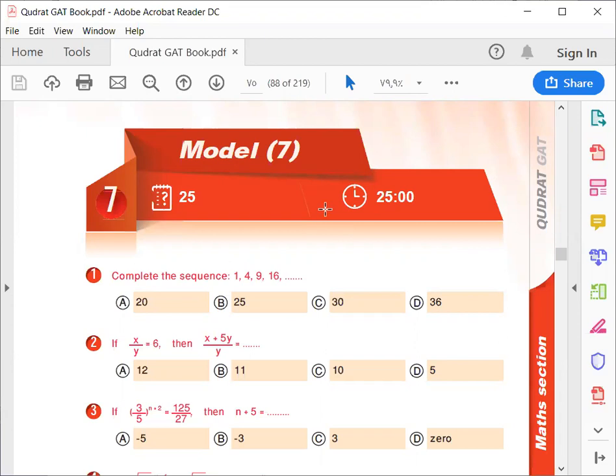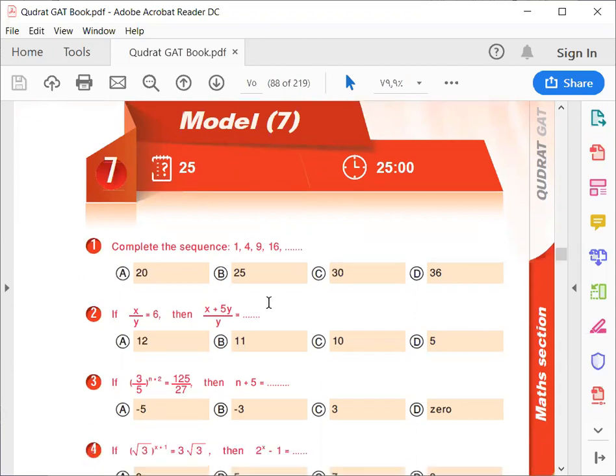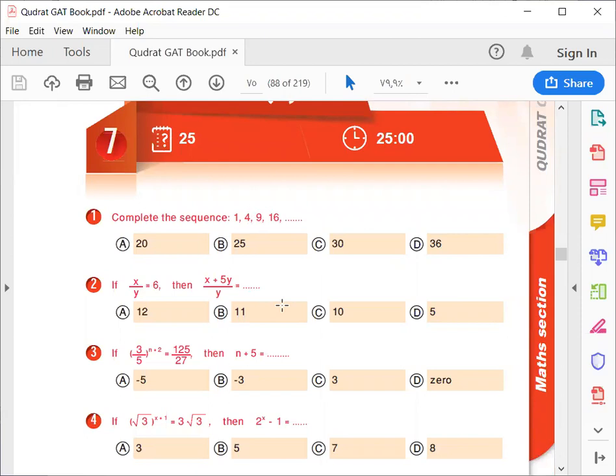That's the questions from GAT, Qudrat, Qiyas. So how do I solve these questions? This is the math section. Number one, complete the sequence.